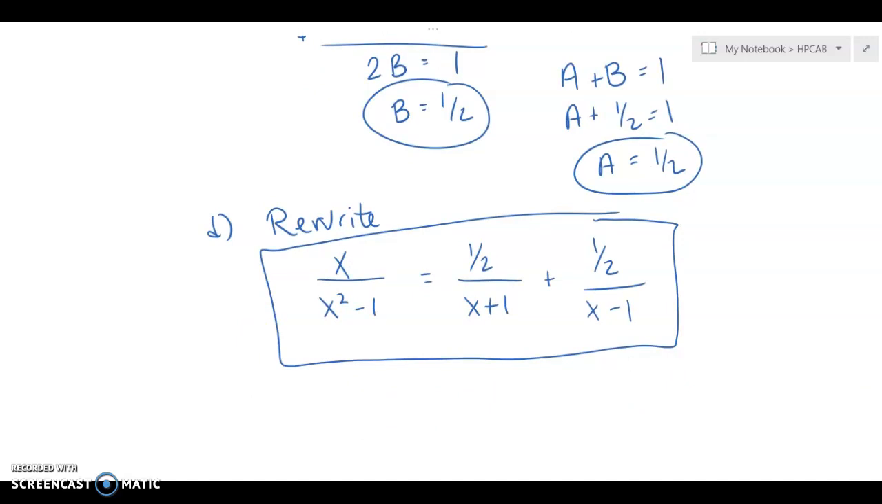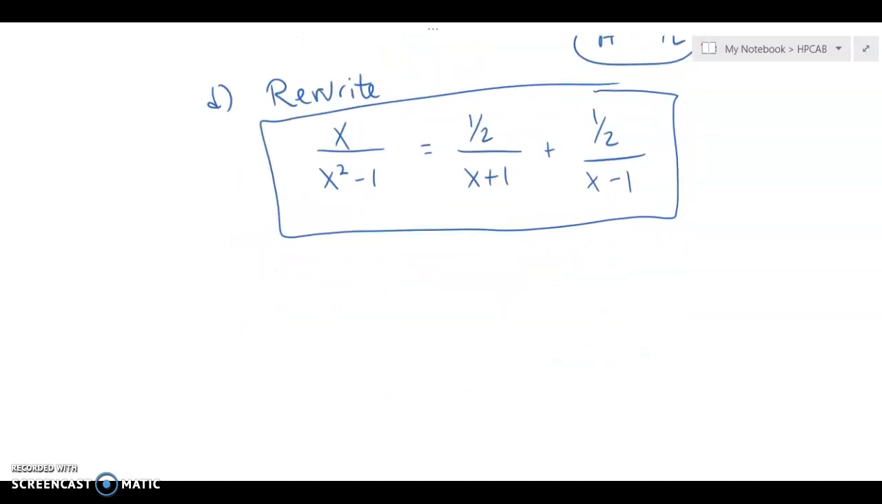Okay. So those are the first types of problems that we're going to deal with as far as fraction decomposition goes. And then in the next video we'll do a little bit more with it and then also talk about the second type.